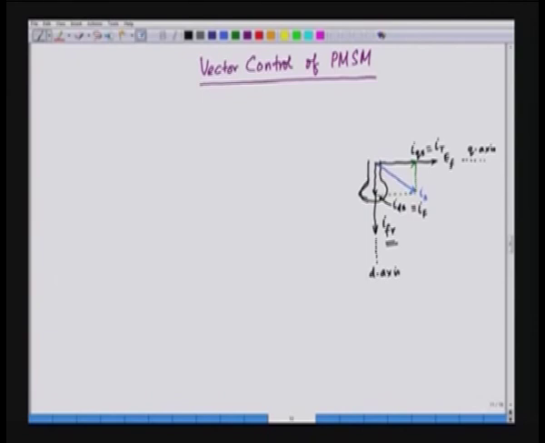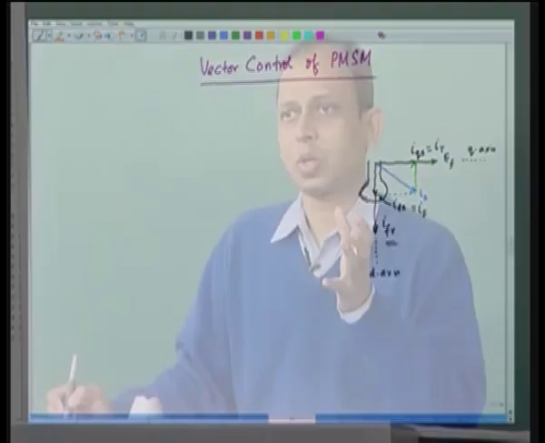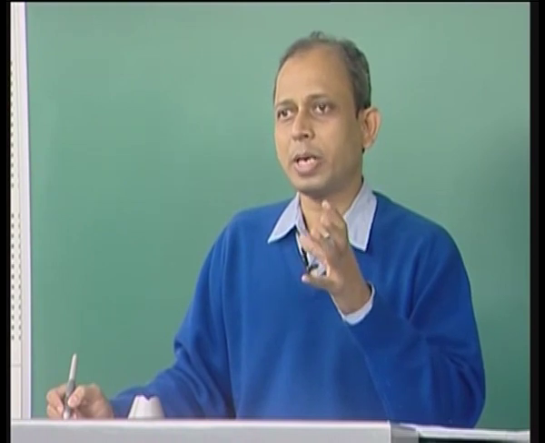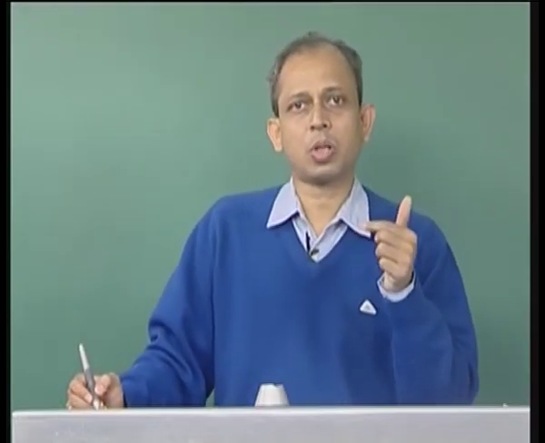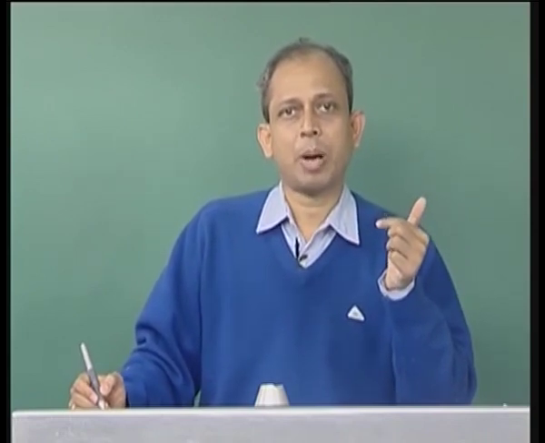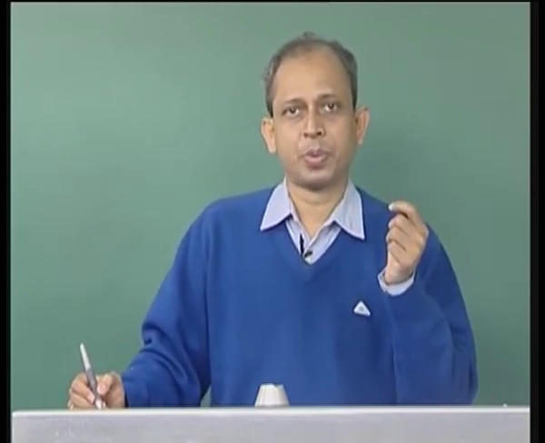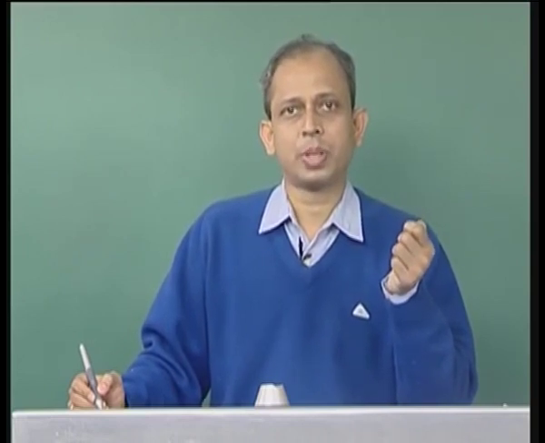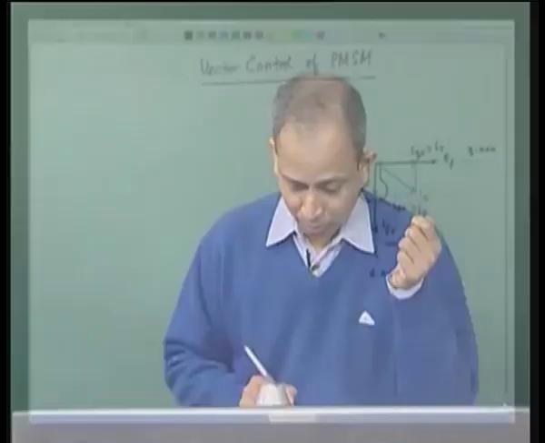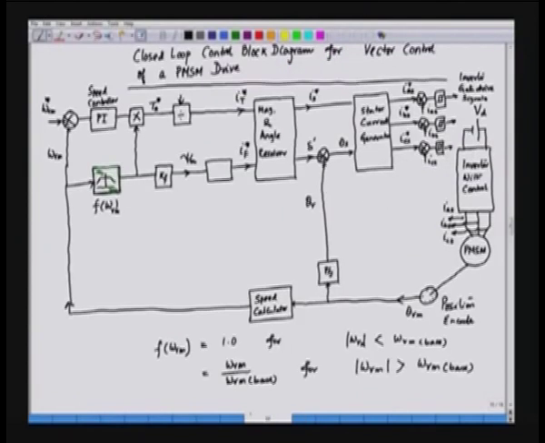So, in a permanent magnet synchronous machine, we have no freedom to vary the rotor flux. The rotor flux is constant because the rotor is excited by a permanent magnet. However, we can control the flux from the stator side by controlling IDS. We saw a block diagram of this control in the last lecture. This block diagram is as follows.